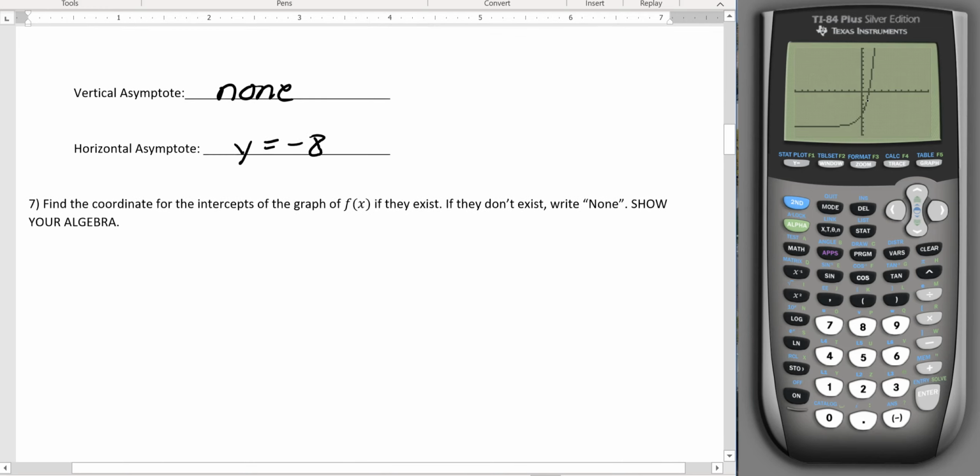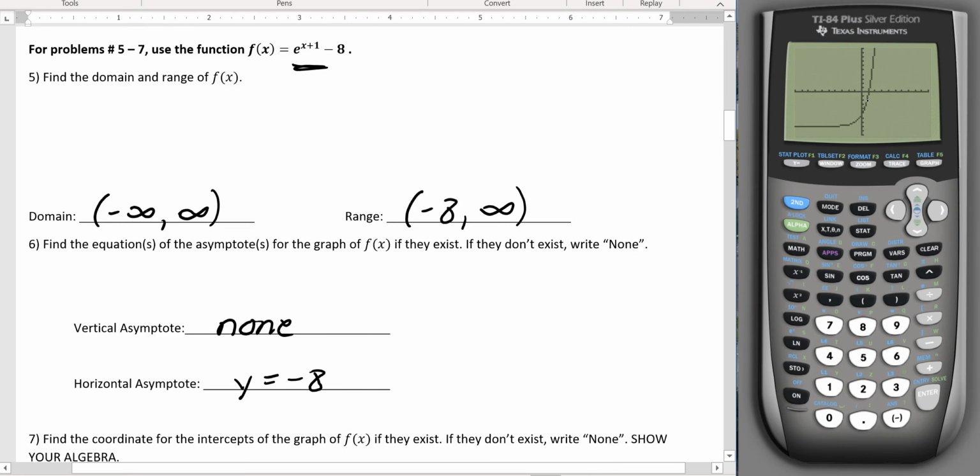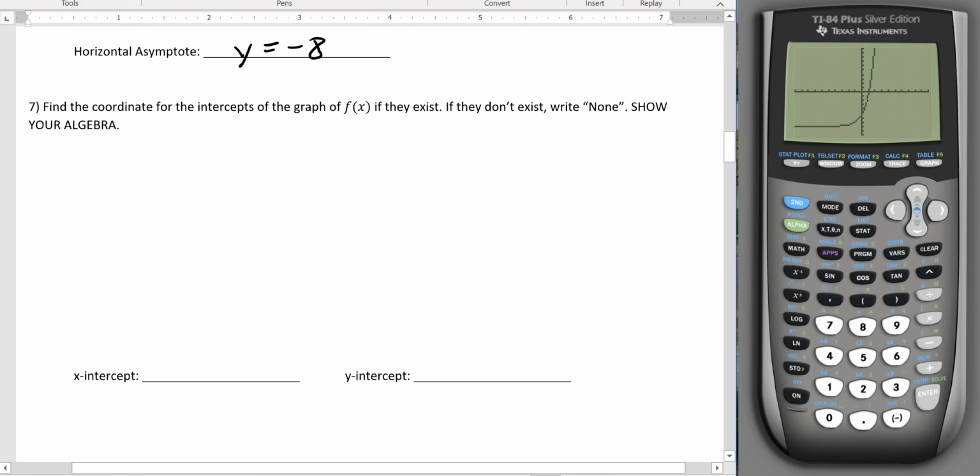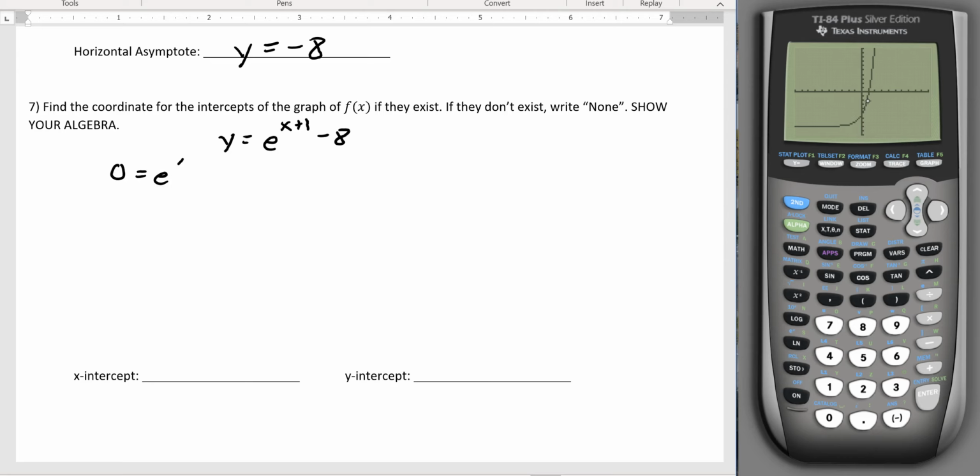All right, now find coordinates for the intercepts. Show your algebra. Okay, so they want to find our x and y intercepts. So y equals e to the x plus 1 minus 8 algebraically. So to find my x-intercept, I set y equal to 0. So I'll say 0 equals e to the x plus 1 minus 8. So to solve this, I'd add 8 to both sides. So 8 equals e to the x plus 1.